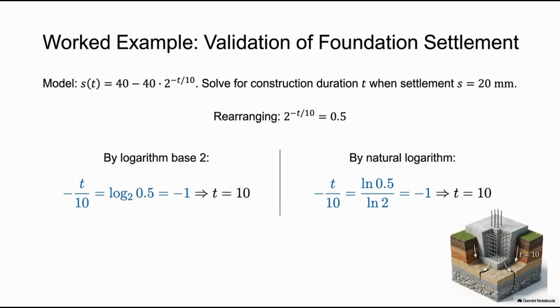Consider a settlement example modeled with a base 2 exponential function. If the target settlement is 20 millimeters, we isolate the exponential term on one side of the equation, which simplifies to 0.5. Taking the logarithm isolates the time parameter, allowing us to solve for a required duration of 10 days. Converting any base to natural logarithms using the change of base formula ensures full compatibility with differential equations.